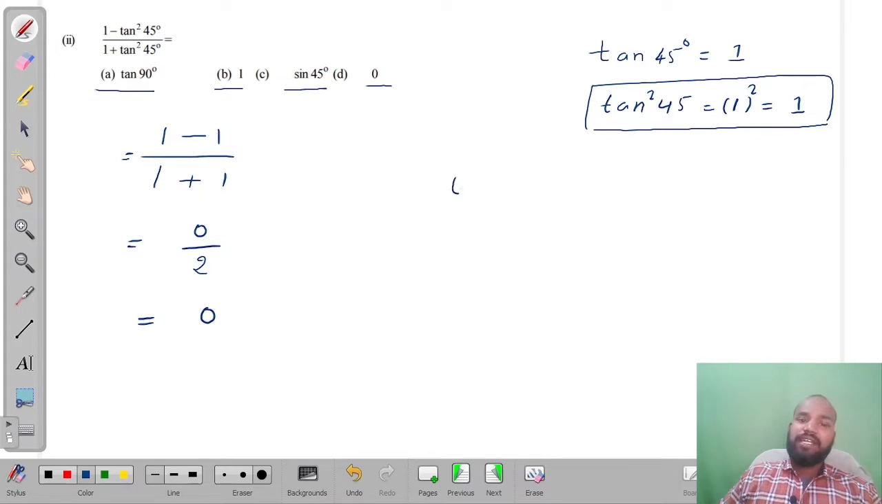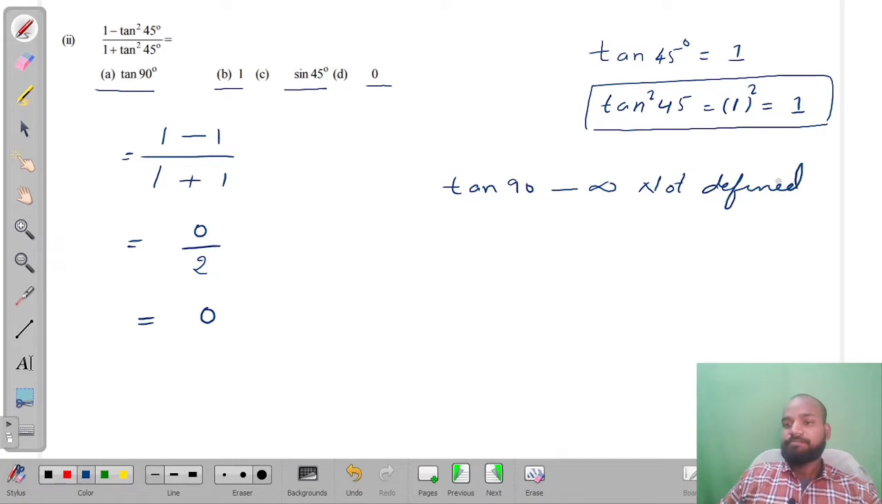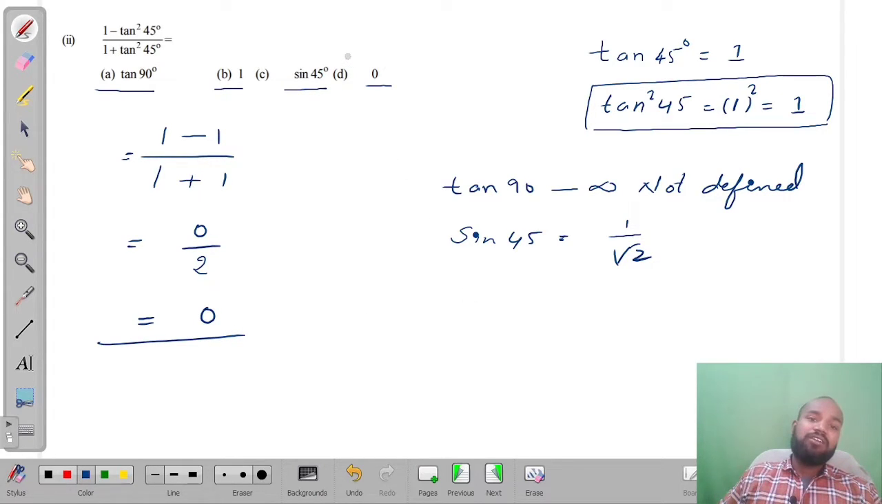So we know that tan 90 value is not defined. Yes or no? Yes, it is not defined. Next, B is 1 given. Next, sine 45 is 1 by root 2. So here, 1 by root 2, we got the answer as 0. So it is not equal to 1 by root 2. So finally our fourth option is the correct option. Okay, what is the answer? That is 0. So the fourth answer is correct.